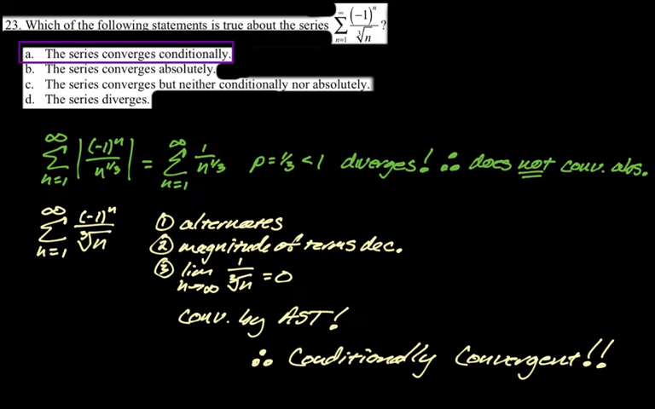All right, let's take a look at another one. Consider the series, from 1 to infinity, -1 to the n over the cube root of n. That's literally the problem that we just did. We know that that converges conditionally. And from 1 to infinity, -1 to the n over n cubed. We actually already talked about this too, right?